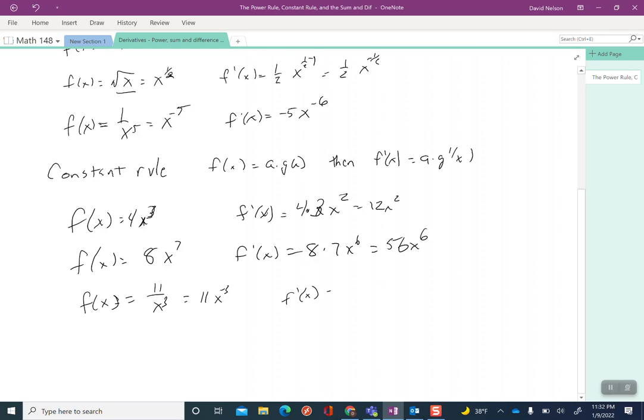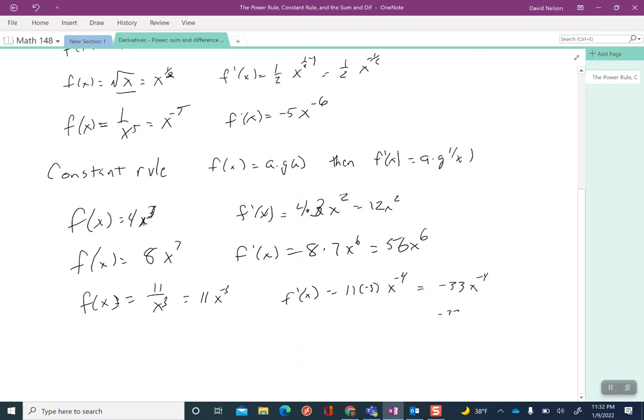And then I can apply the power rule. I can multiply by the exponent: 11 times negative 3, and then subtract 1 from your exponent. So negative 3 subtract 1 more gives you negative 4. So it's negative 33 x to the negative 4.